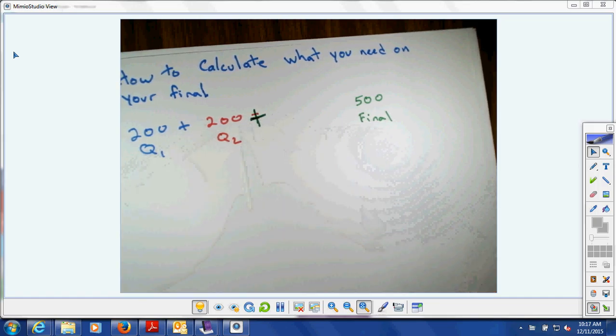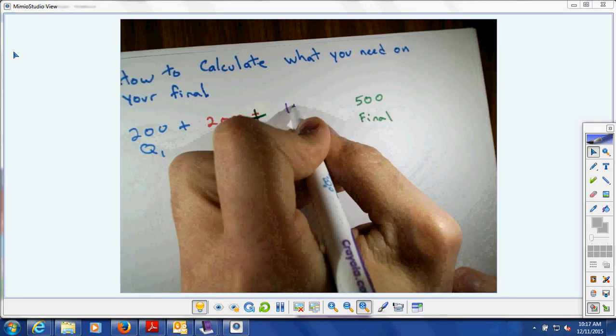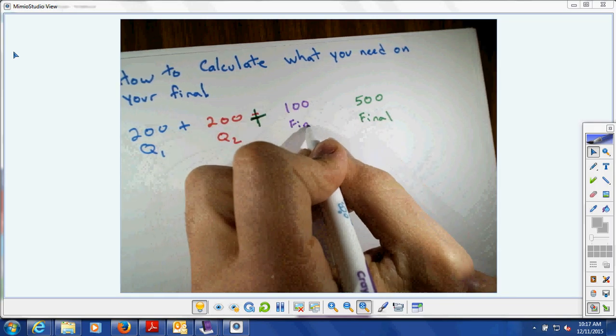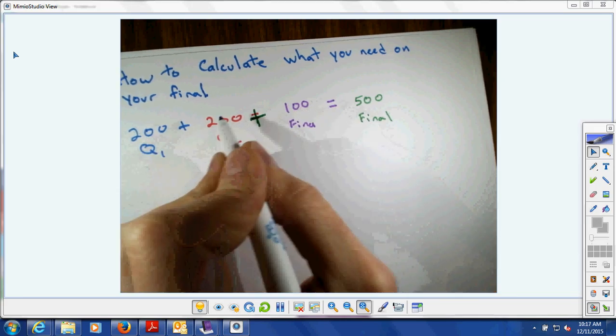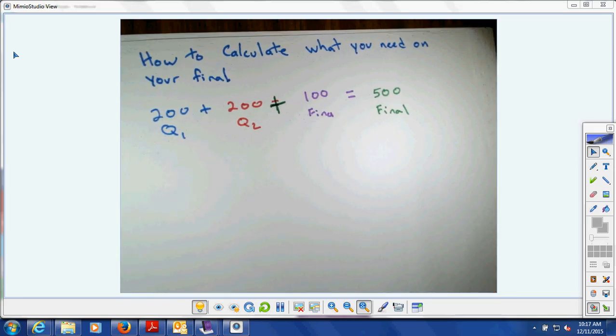And it's going to be plus your final, what color do you want to use for the final? Purple, that's a good color, thank you. 100 for the final. So you got 200 plus 200 plus 100 equals a total of 500 points.